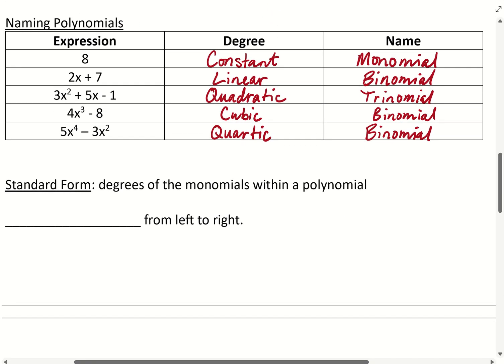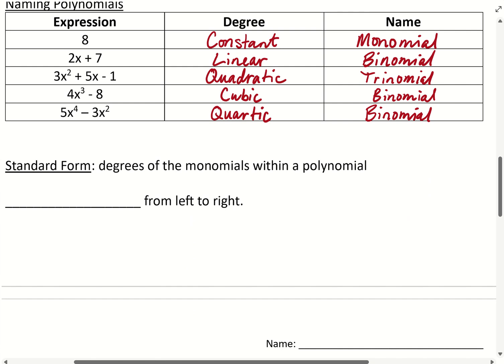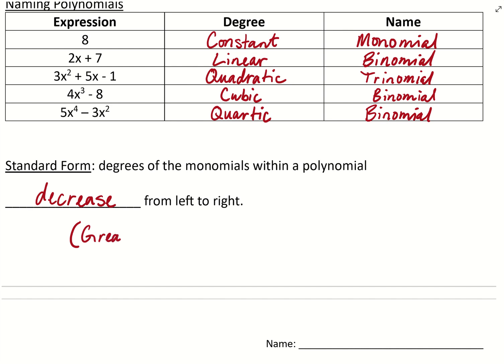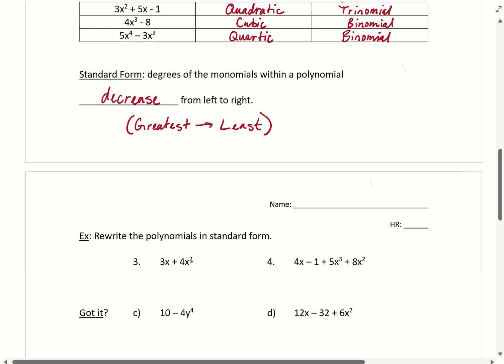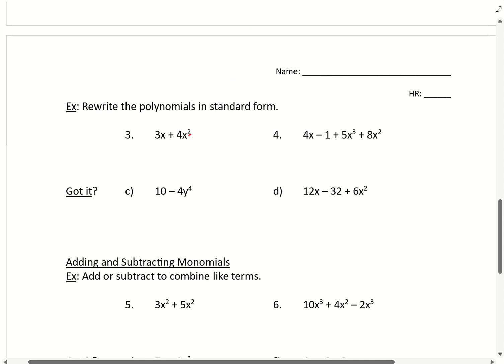So moving on from naming those, when we talk about writing a polynomial in standard form, we're going to write them so that the degrees of the monomials within a polynomial decrease from left to right. In other words, we're just writing them greatest to least. Okay, that's it for this front side of the page. So if you want to go to the back of your notes page, we'll look at that one next.